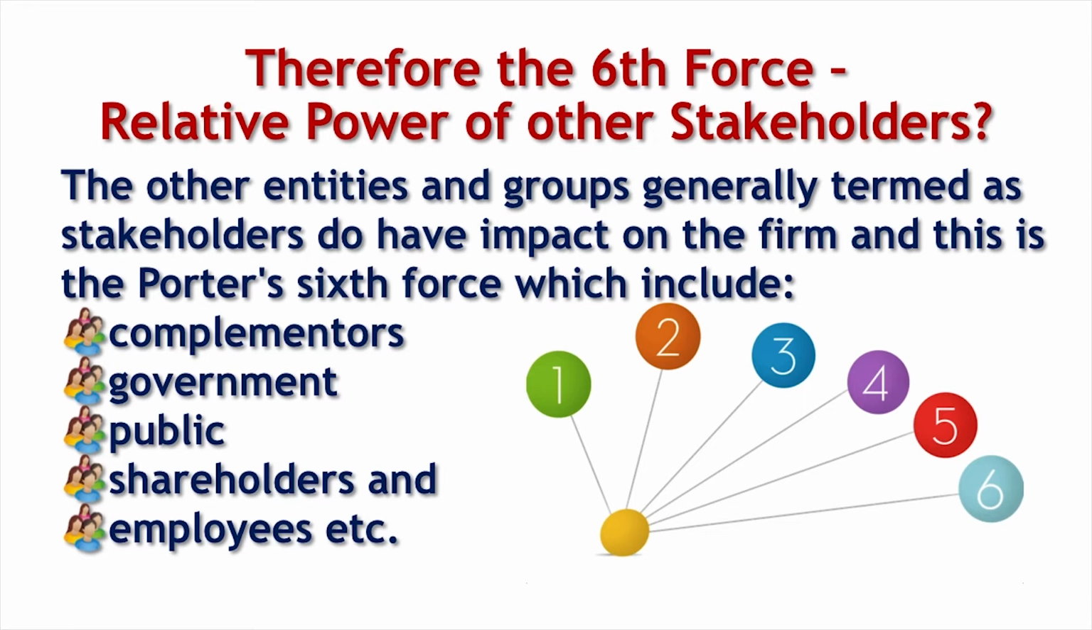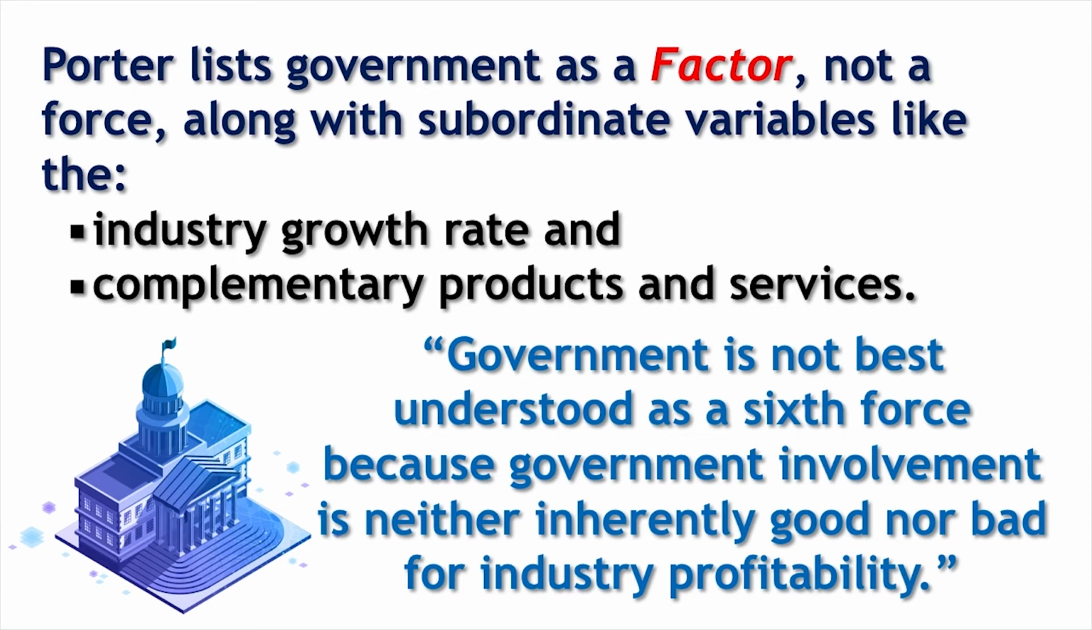The other entities and groups generally termed as stakeholders do have an impact on the firm, and this is Porter's sixth force, which include complementors, government, public, shareholders and employees, etc. Porter lists government as a factor, not a force, along with subordinate variables like the industry growth rate and complementary products and services. According to him, government is not best understood as a sixth force because government involvement is neither inherently good or bad for industry profitability.